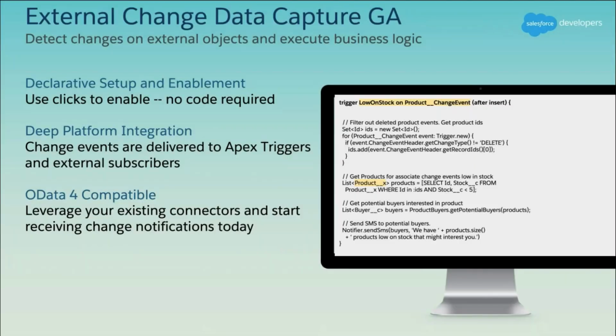And one more important feature released in Summer '19 is that even external objects are now supported for change data capture. That is generally available. So if any external object changes data, that is also notified, and we can listen to it using our Apex code, like Apex triggers again.